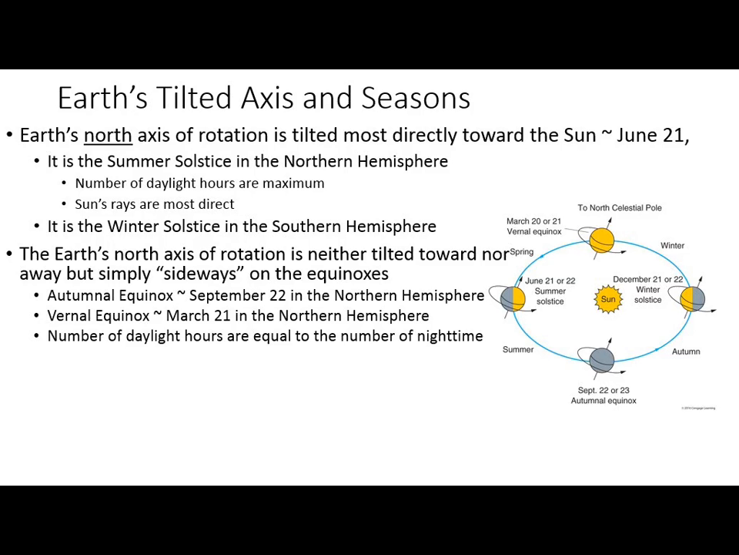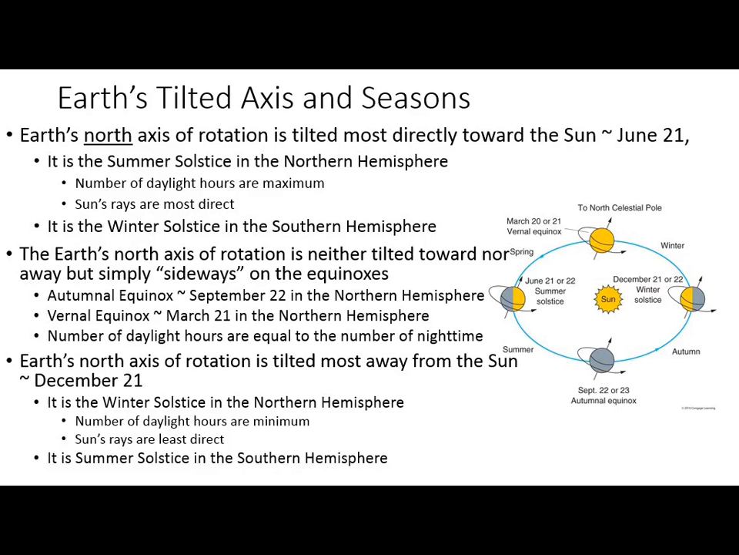If I go back to here, oh my gosh, do you see as the Earth spins here, we have a lot of daylight in June. If you're in the southern hemisphere, not so much. So we have equal hours of daylight and nighttime here on equinoxes.